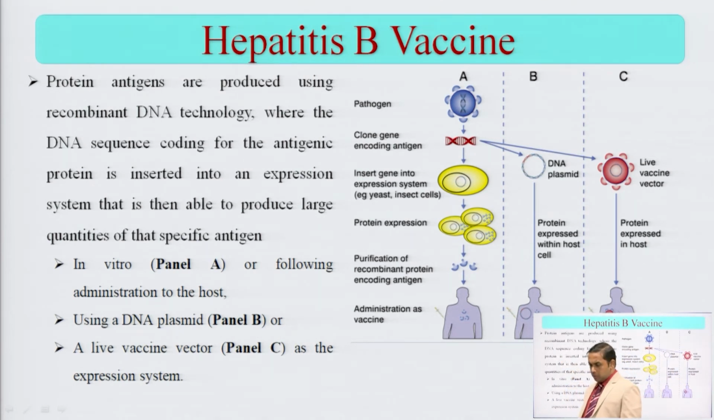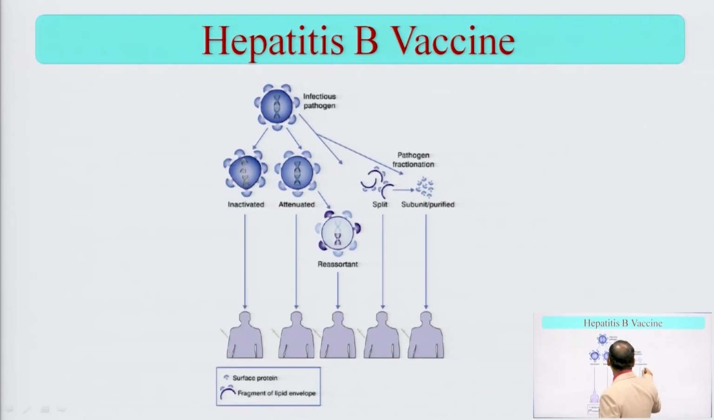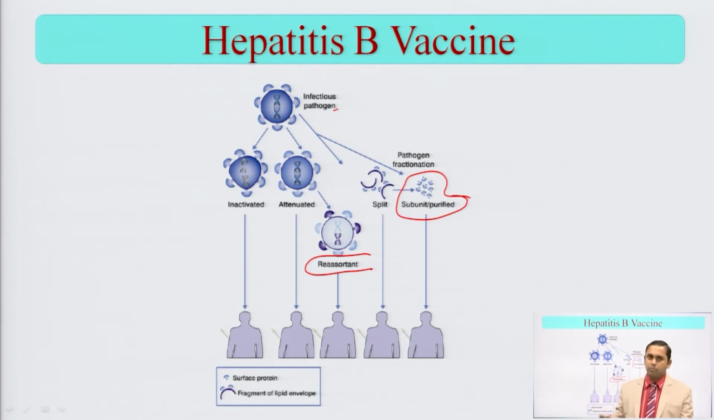And now if you make it this way, the protein antigens are actually produced. You can use recombinant DNA technology. Whether you are using the subunit, purified part, reassortant part or inactivated virus, you have to make some changes to this virus. You should not give the actual virus. You have to make some changes so that your body thinks it is a foreign substance and creates some antibody.